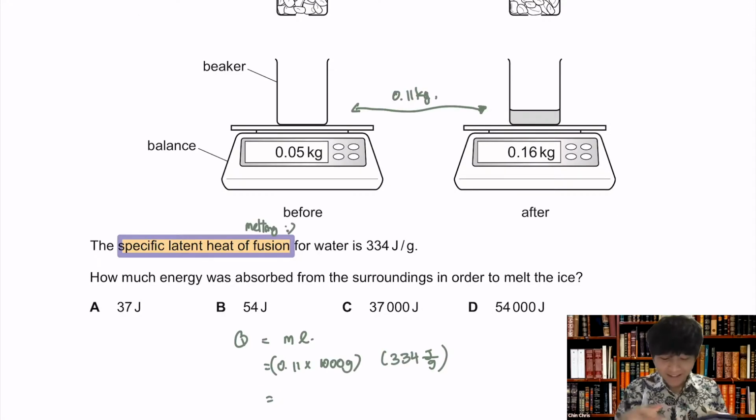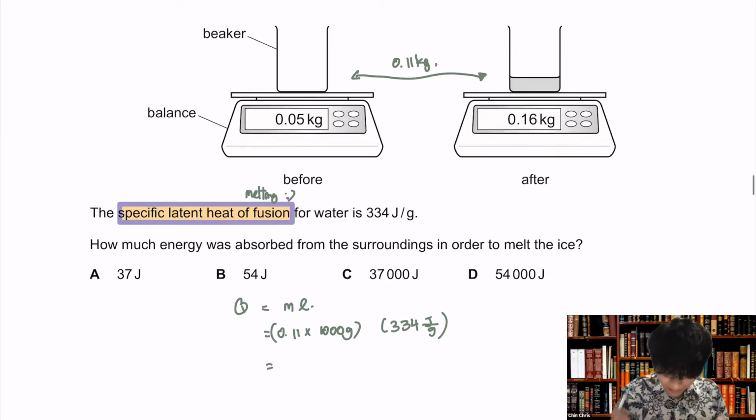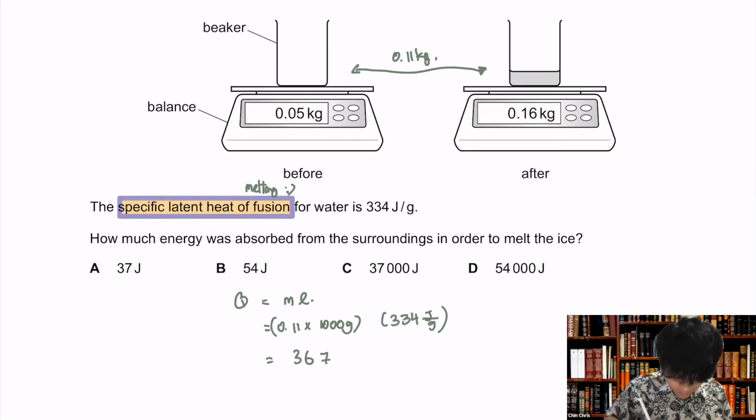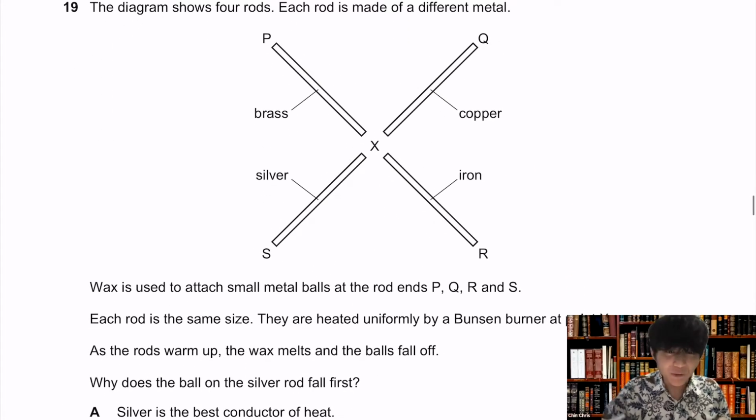Okay, so let's go back. We multiplied it in our calculator. I'm getting 36740 joule. I can round it up to about 37,000. So the answer is C. Nothing difficult so far, so good. We'll be doing until question 26.